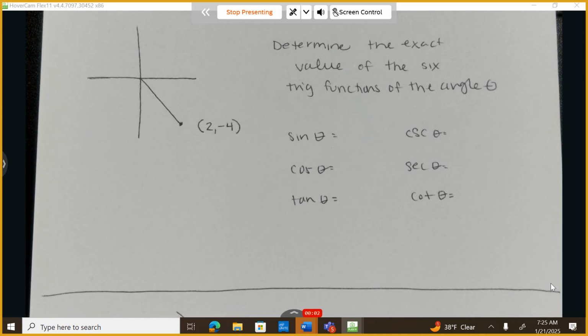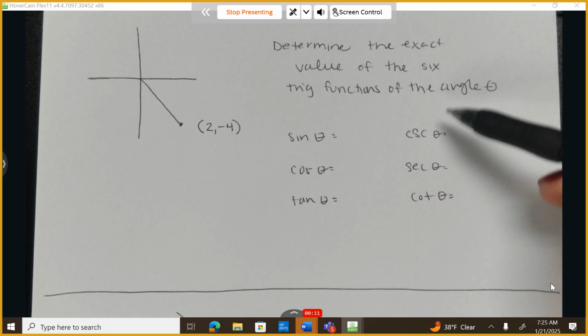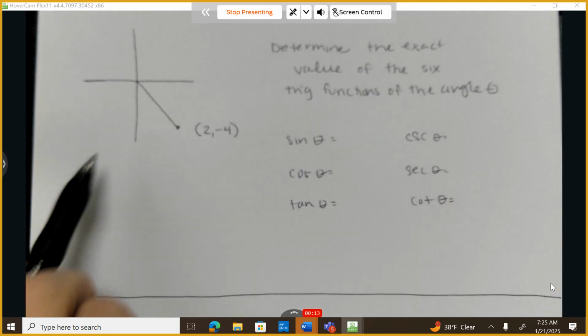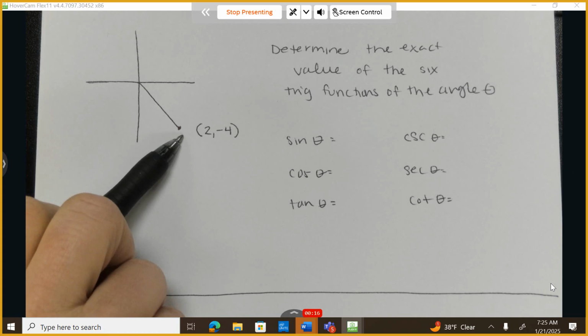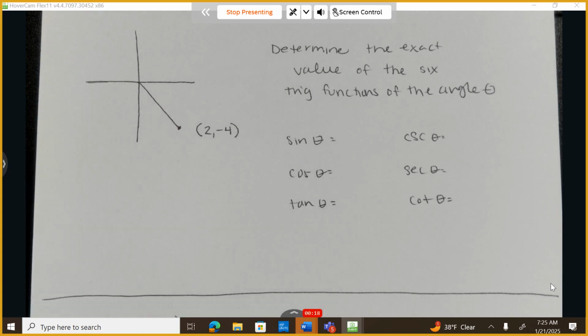So the first thing we're going to do is look at example number 1, and determine the exact values of the 6 trigonometric functions. We have 3 primary trig functions and then 3 secondary trig functions. And so I can see this is where my terminal angle lands. The terminal angle lands in quadrant number 4.